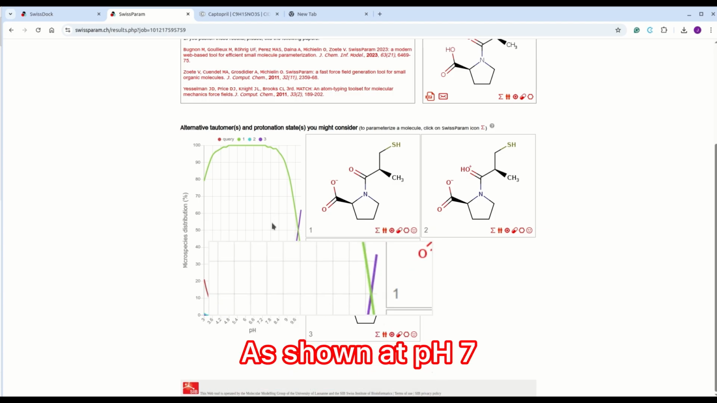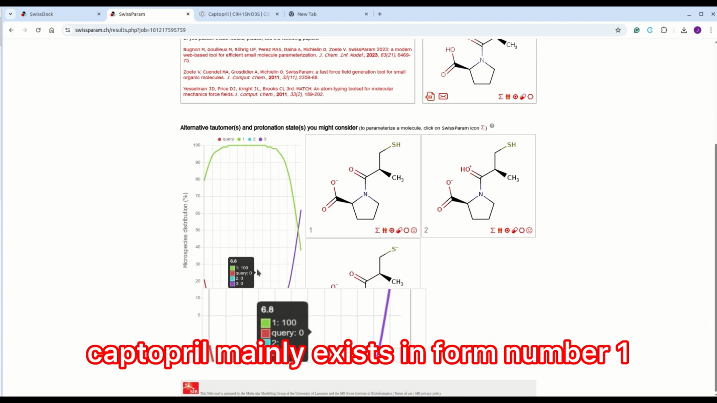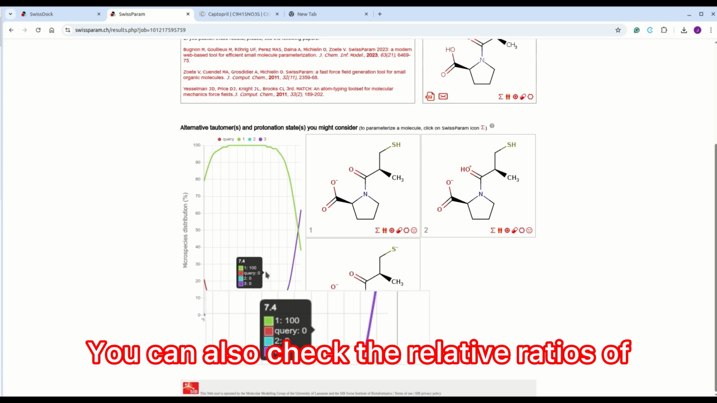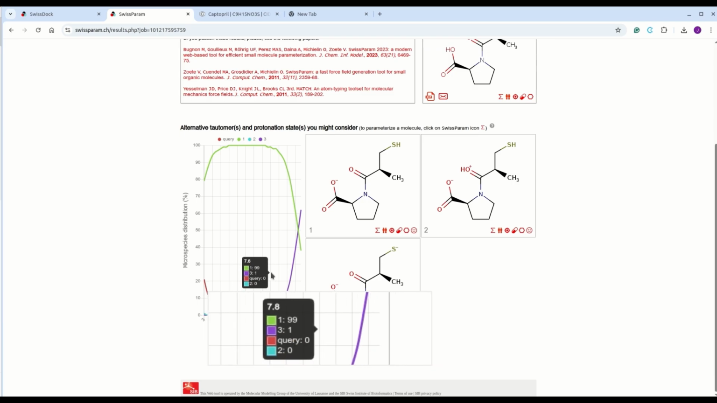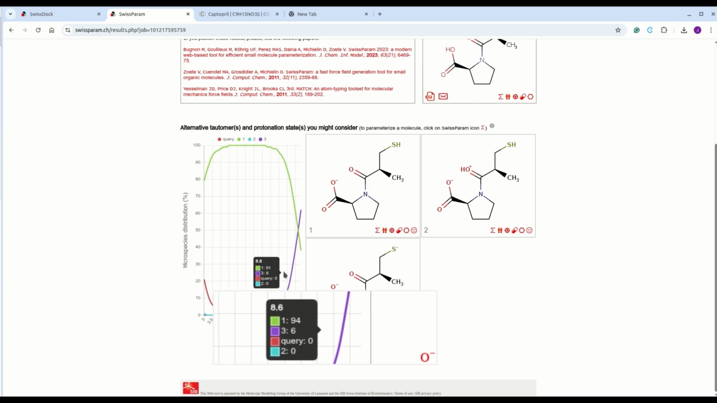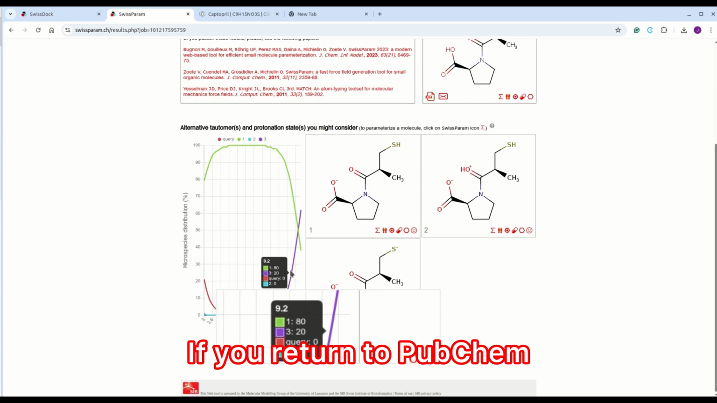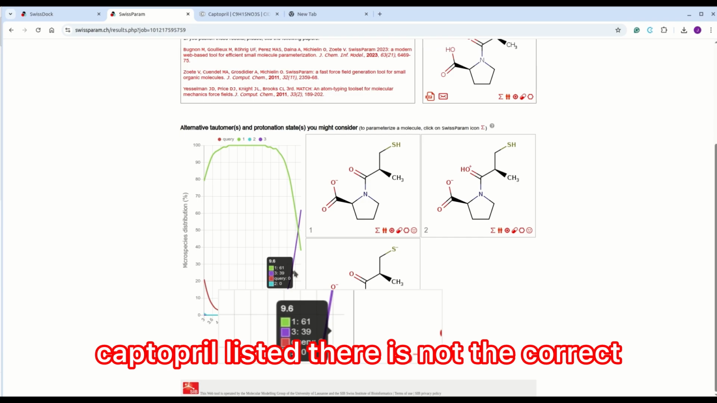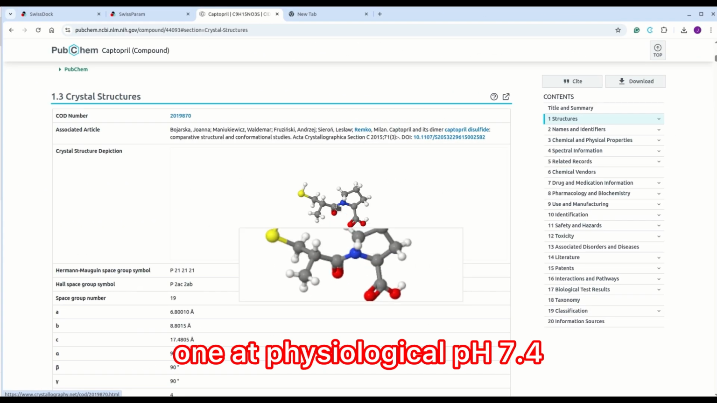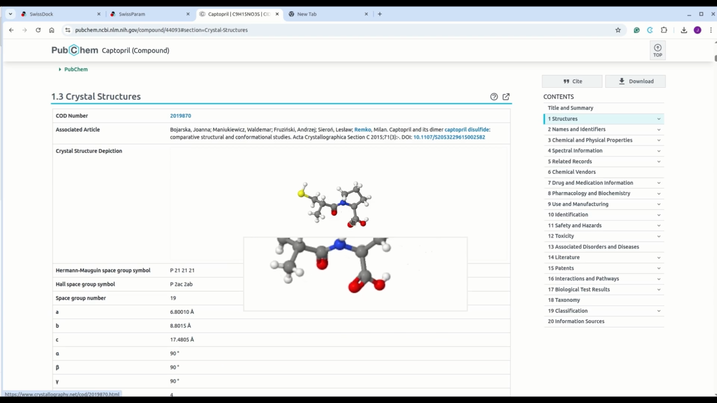As shown at pH 7, Captopril mainly exists in form number 1. You can also check the relative ratios of different species at various pH values. If you return to PubChem, you can see that the protonation form of Captopril listed there is not the correct one at physiological pH 7.4.